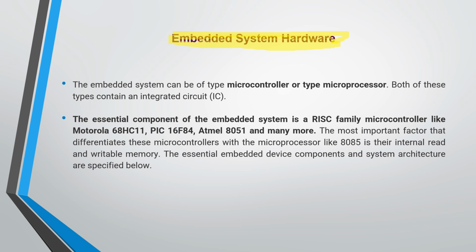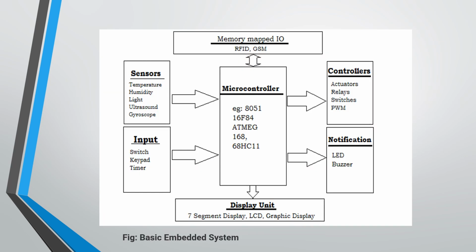So the essential embedded device components and system architectures are specified below. This is the basic view of a basic embedded system, wherein you can observe there are sensors, inputs, controllers, and notifications through the microcontroller, RFID, GSM, and the display unit as the output.